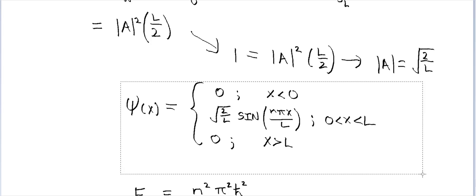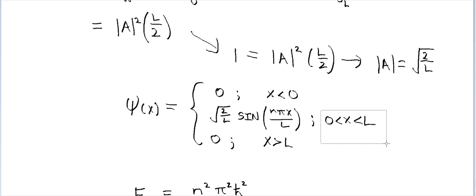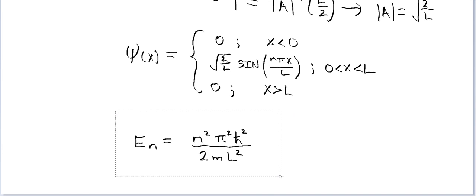And so we can come back here and say that psi of x is equal to 0 when x is less than 0. It's equal to 0 when x is greater than L. But when x is between 0 and L, it's going to take on this normalized wave function value of radical 2 over L times sine of n pi x over L. The energy of these levels is n squared pi squared h bar squared over 2mL squared.